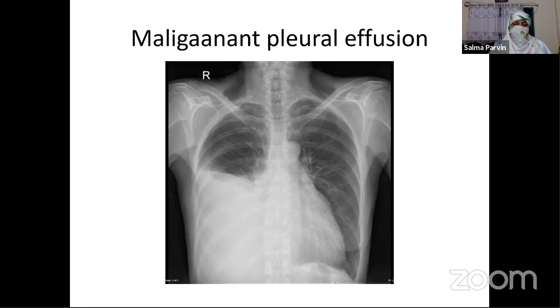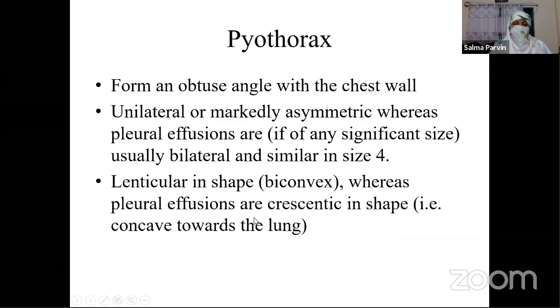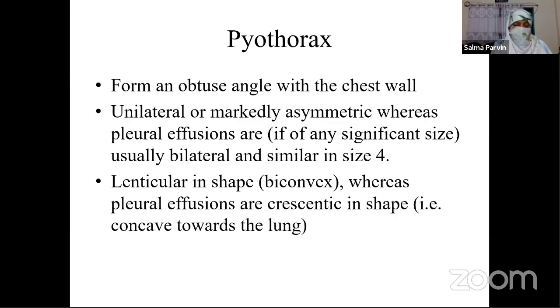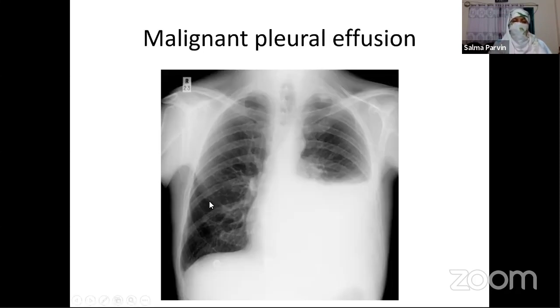You see that there is a mass shadow seen here along the right hilum, and the extent of the displacement is not that much to be a benign effusion. And the topic I'm going to make you understand is, from this effusion, how can I make a decision that this would be a benign cause or this would be a malignant cause?